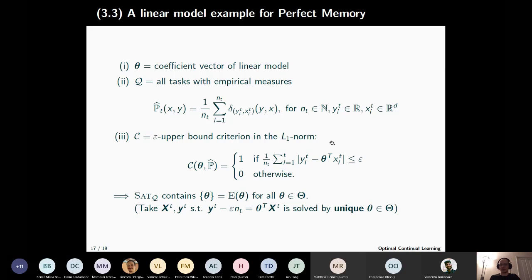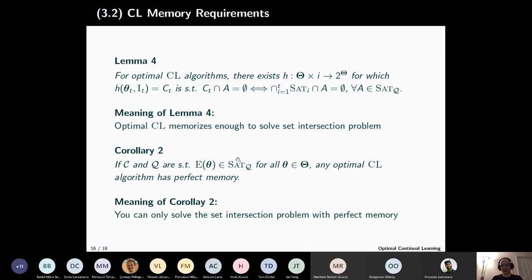And to conclude this, I'll give you an example where this actually is the case. Again, it's the linear model. It's nice. It's very simple. We define it as before. And in this case, if we go back to corollary 2, the condition we need is that the equivalence set itself is actually in the set of satisfiability sets. So that means you can find a satisfiability set which is exactly equal to the equivalence set.